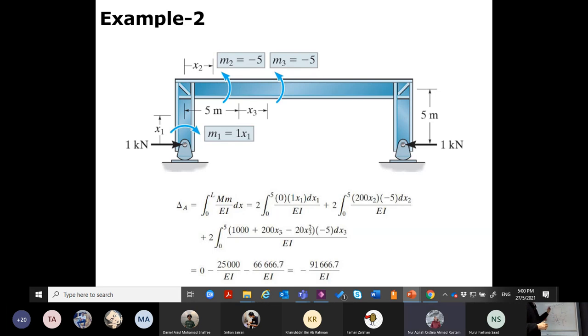Okay, sir, thank you. Right, because we have to follow the equilibrium condition in the member as well as in the joint. Because at this joint there is no other force, that's why this moment is transferring.